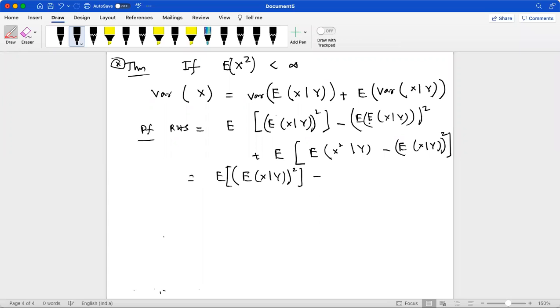And this part, we know, this is already proved, this is nothing but the expectation of x, and then whole square. Now what is this? What is the other part? Now this is the expectation of x square given y, and then again taken as expectation. So this is just expectation of x square. And what is this part? This part is a minus expectation of x given y whole square.